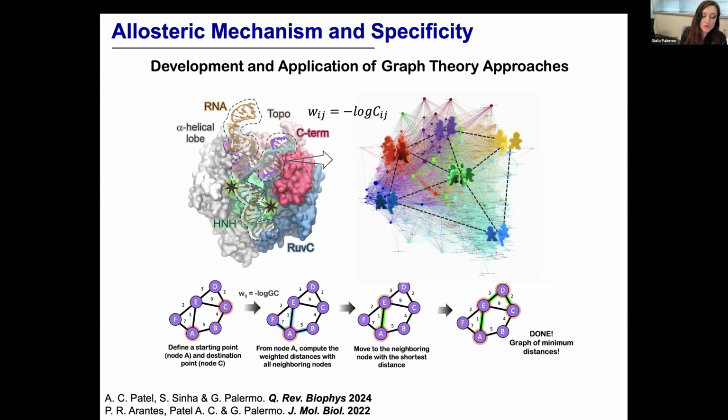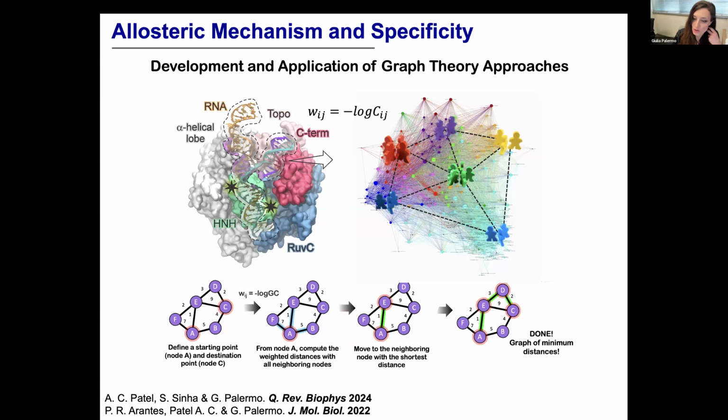And through these approaches, we can also calculate the shortest pathways of information transfer from one desired site to the other. For example, this is our Cas9 protein. We have two catalytic domains, so we can calculate the shortest pathways of information transfer, the ones that maximize correlations from one site to the other, through algorithms such as the Dijkstra algorithm.